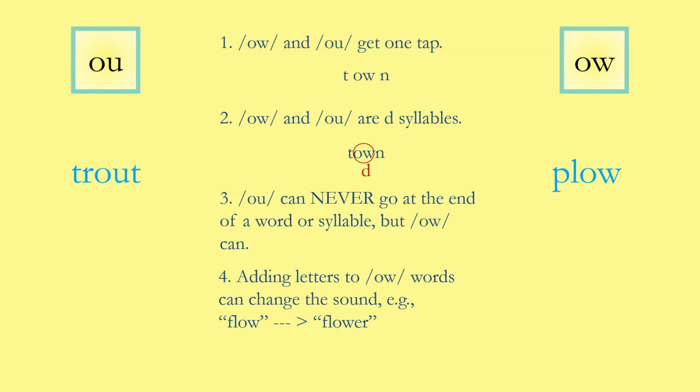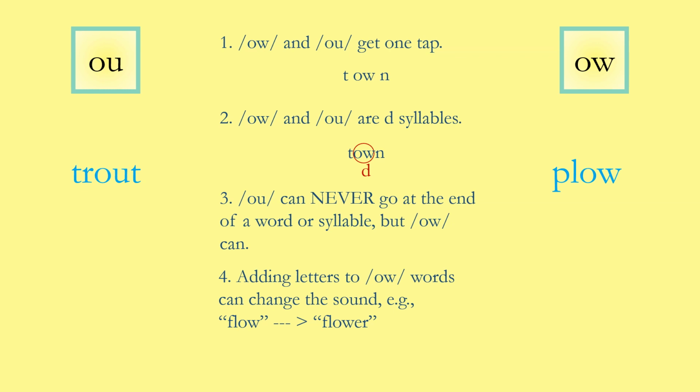Number 2, OW and OU are D syllables. So D for diphthongs or for double vowel teams. Okay, that D stands for a couple of things. So if we mark a word like town, we're going to put a D under it. And it's a one-syllable word. The scoop isn't here. And we're going to put a circle around that diphthong, the OW, just like we did with the long E vowel teams and the long A's and so on.